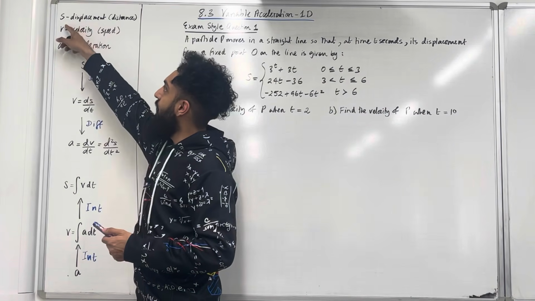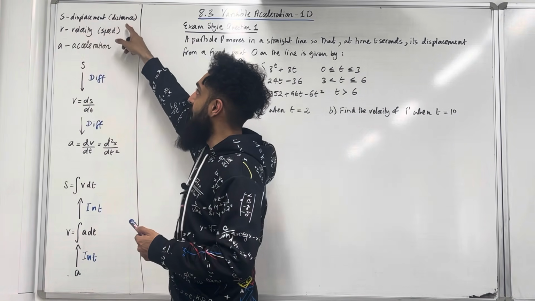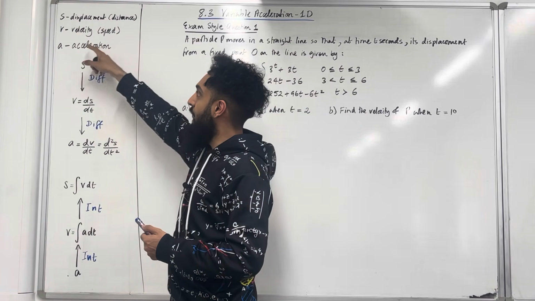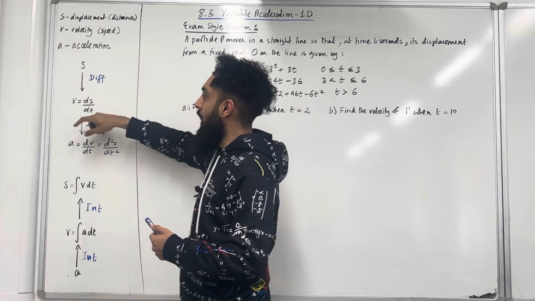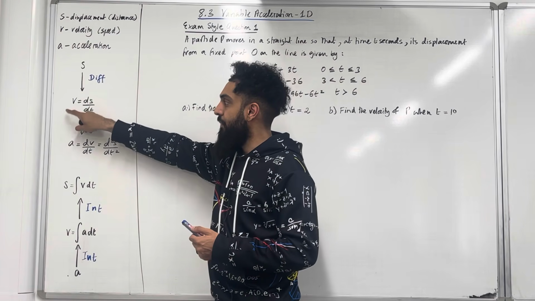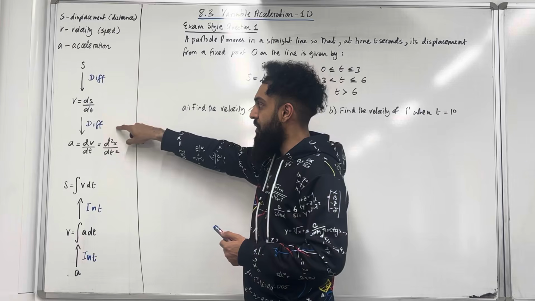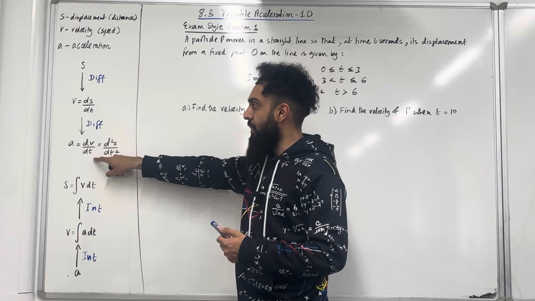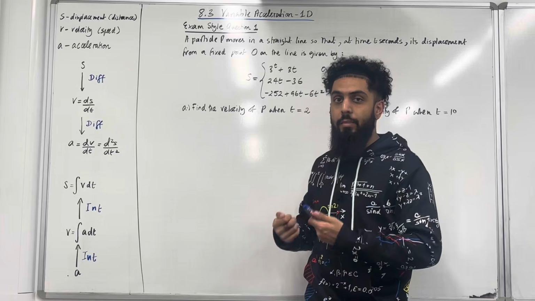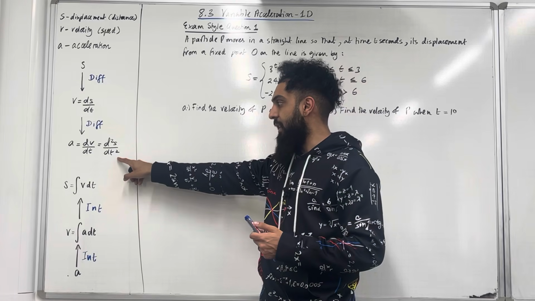First of all, S represents the displacement, in some cases the distance. V represents the velocity, in some cases the speed, and A represents the acceleration. If we take the displacement and we differentiate it, we get the velocity equation. If we take the velocity and we differentiate it, we get the acceleration equation. Alternatively, the acceleration equation is given by the double derivative of the displacement equation.